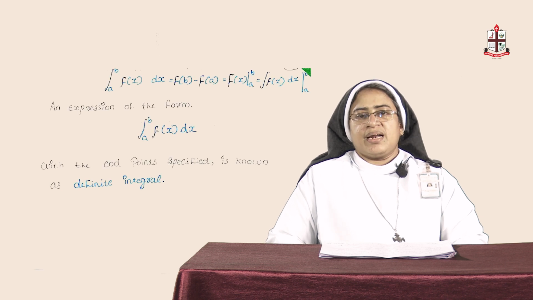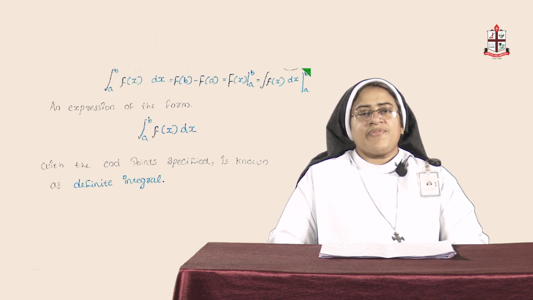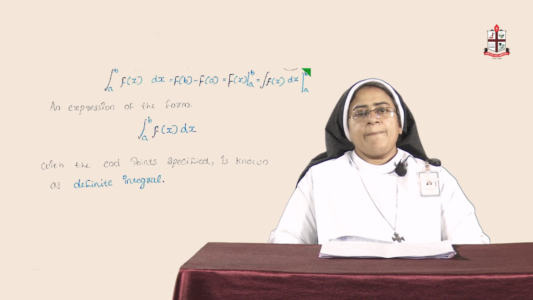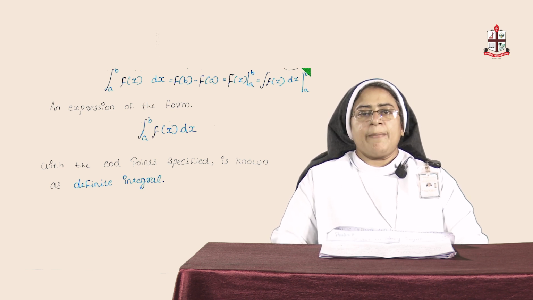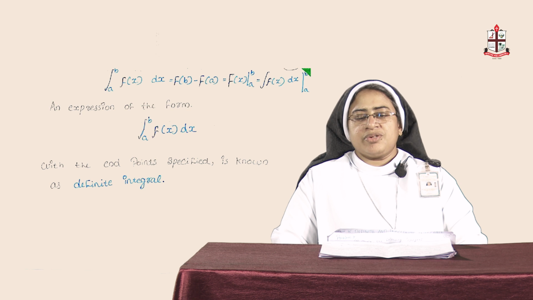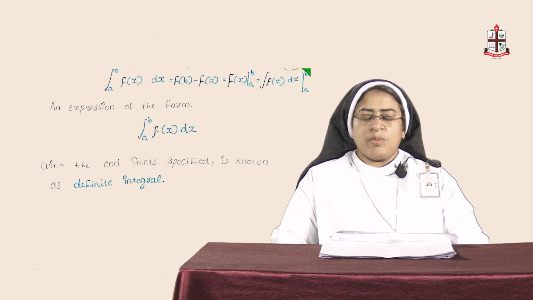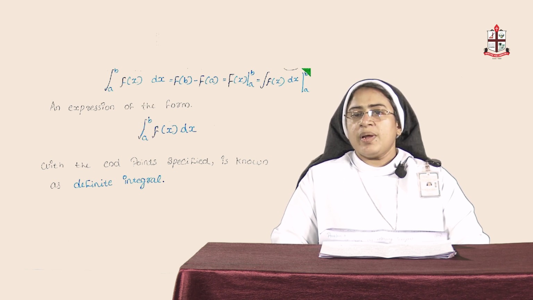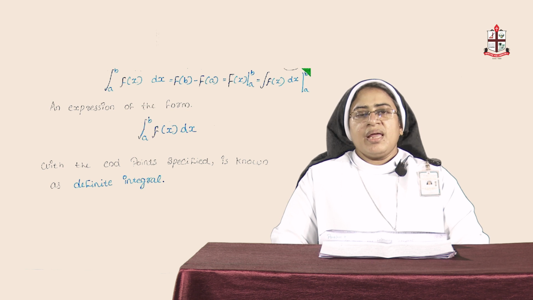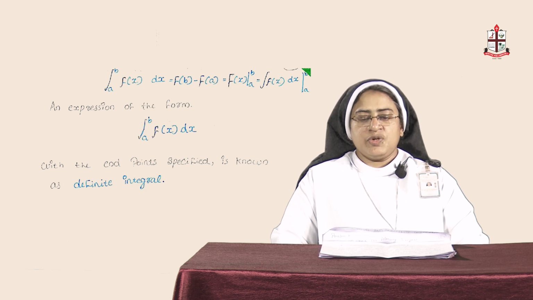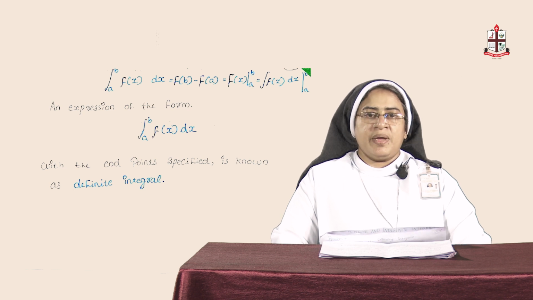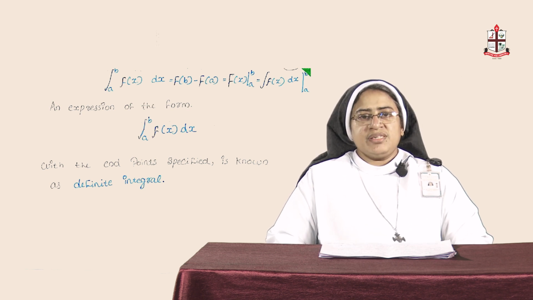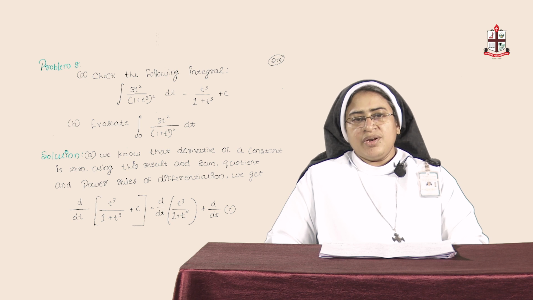That is, integral a to b f of x dx is equal to capital F of b minus capital F of a, that is equal to the integral f of x dx within the limits small a to b. So, here the lower limit is a and the upper limit is b. An expression of the form integral a to b f of x dx, with the end points a and b specified, is known as the definite integral. Now, we go directly into some problems.